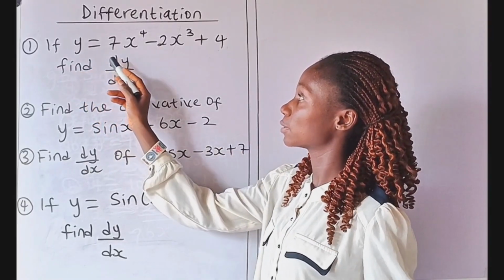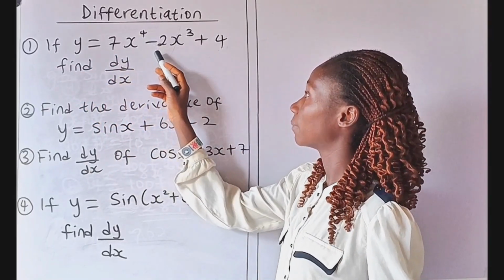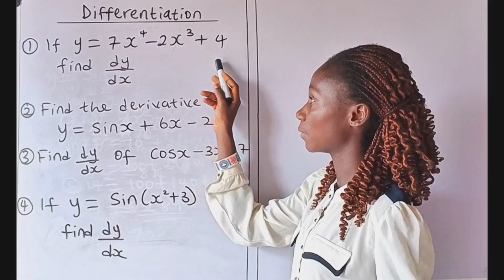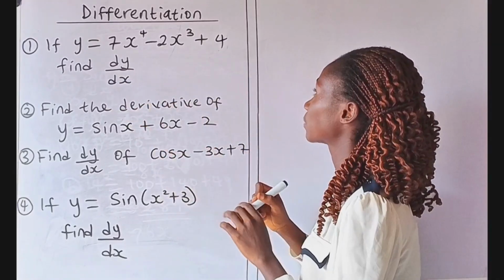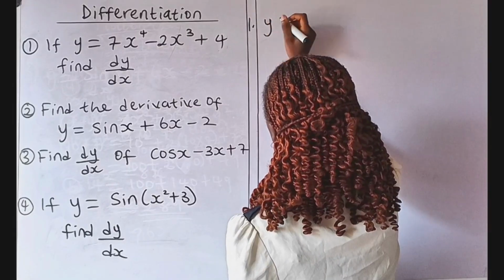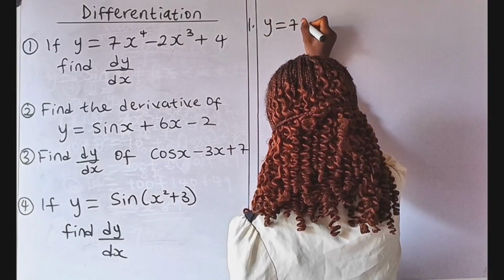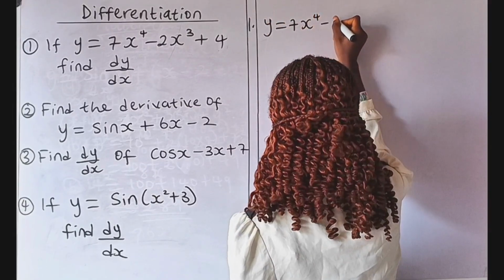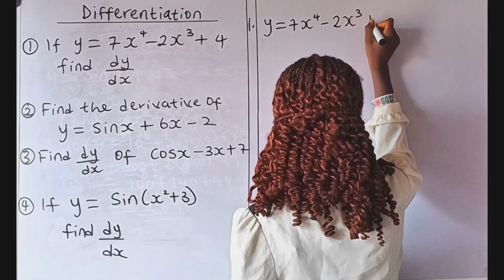If y is equal to 7x raised to the power 4 minus 2x raised to the power 3 plus 4, find dy/dx. This is what we are going to do. First of all, let's write out our question. y is equal to 7x raised to the power 4 minus 2x raised to the power 3 plus 4.